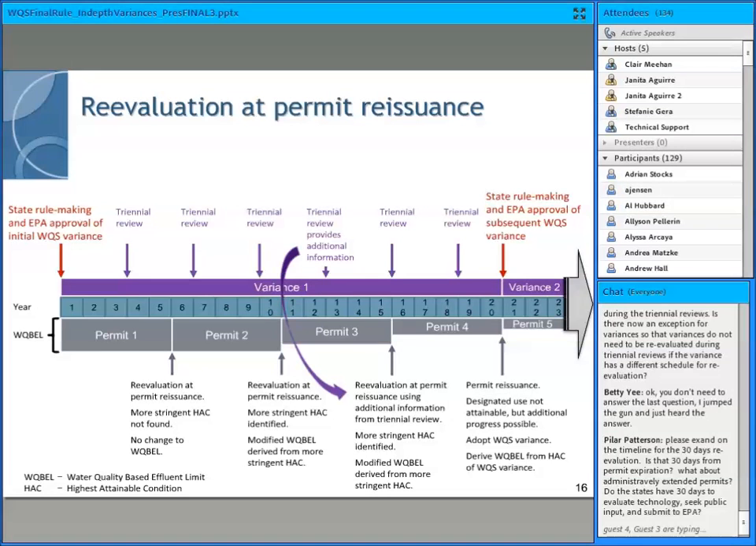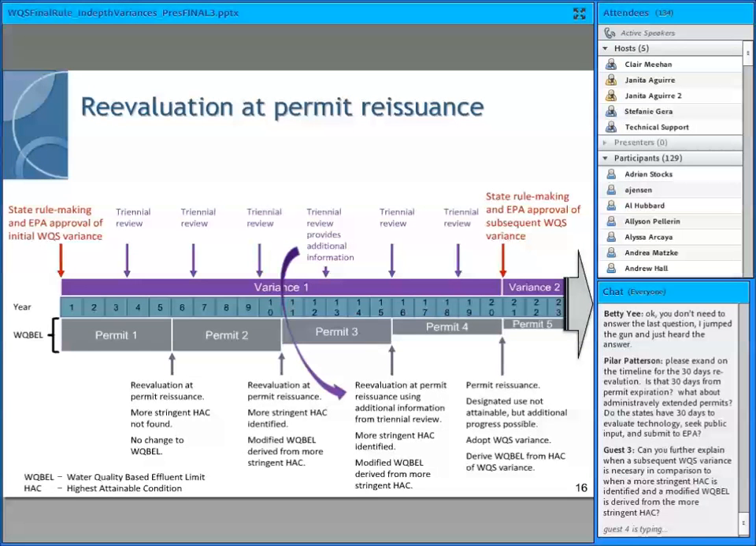In this example, the state or tribe's analysis determines the highest attainable condition to be slightly more stringent. The permitting authority establishes the permit limits on the basis of the new water quality standards variance, illustrated as the gray rectangle labeled Permit 5 that is slightly shorter than Permit 4.